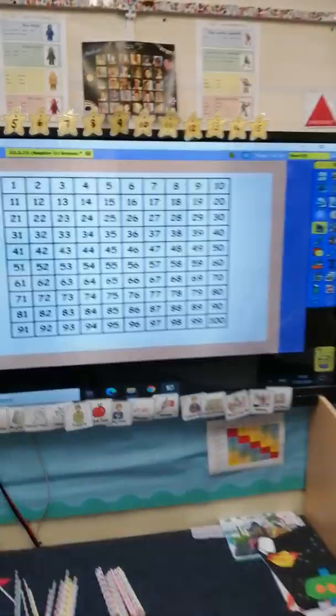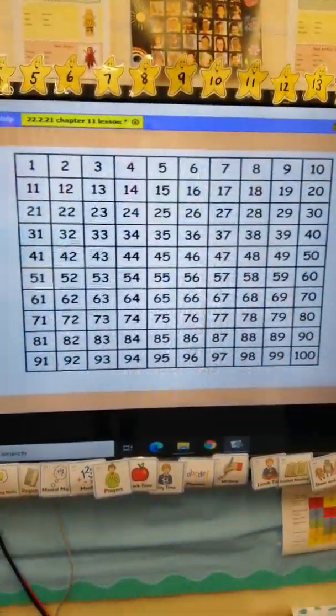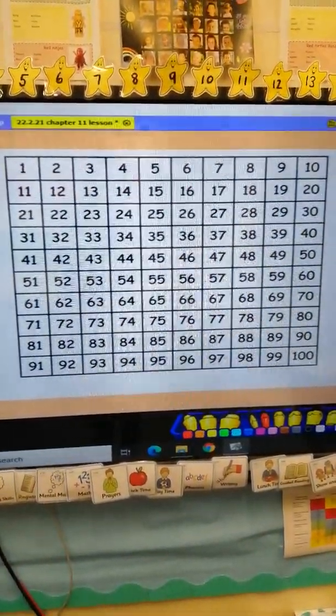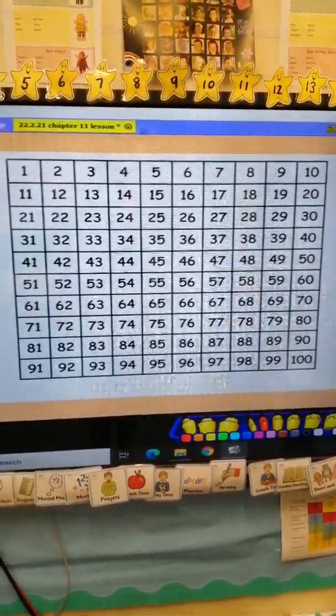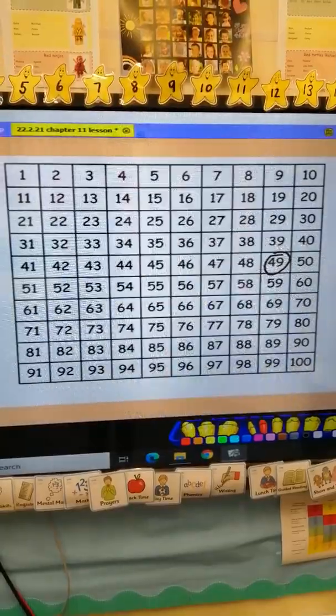Right, okay, this morning in maths, let's see who can spot the number 49. The number 49, it's got 4 10s and 9 ones. It's number 49, it's just there, look.